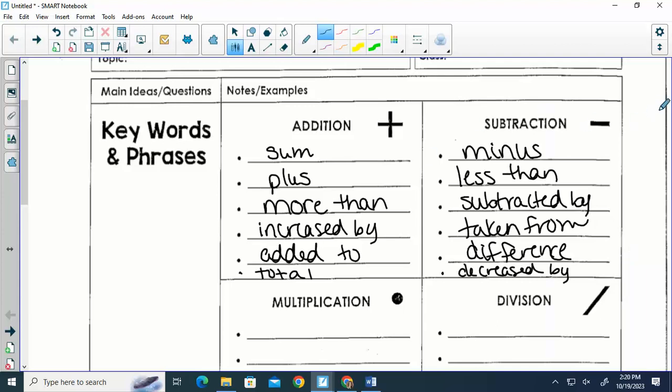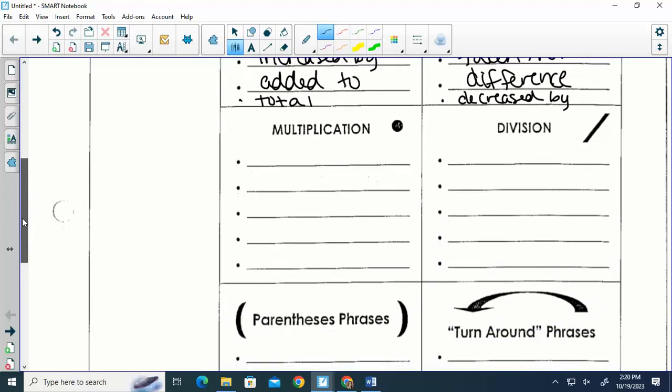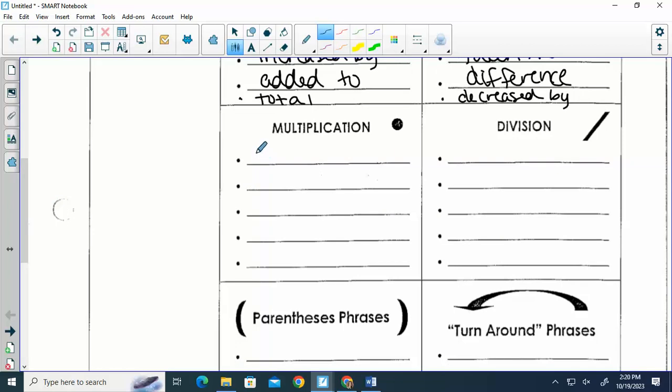What are some things that might be telling us to multiply? Times, the product of, by itself means to multiply. I might say double. What would that mean specifically? Times two. I might say twice, that could also mean times two. If I said triple, what would that mean?